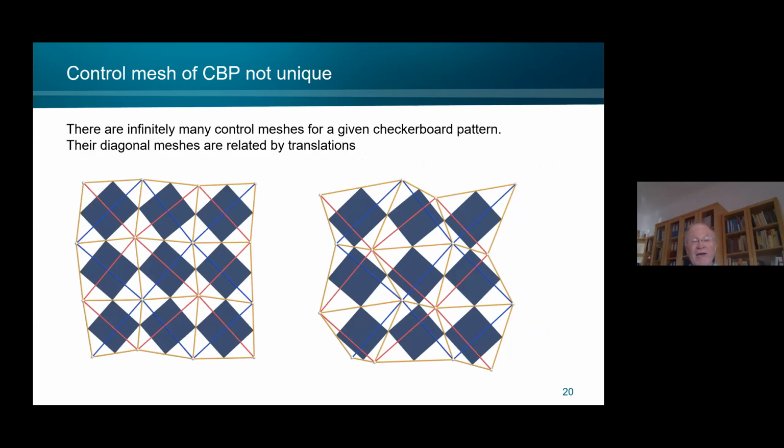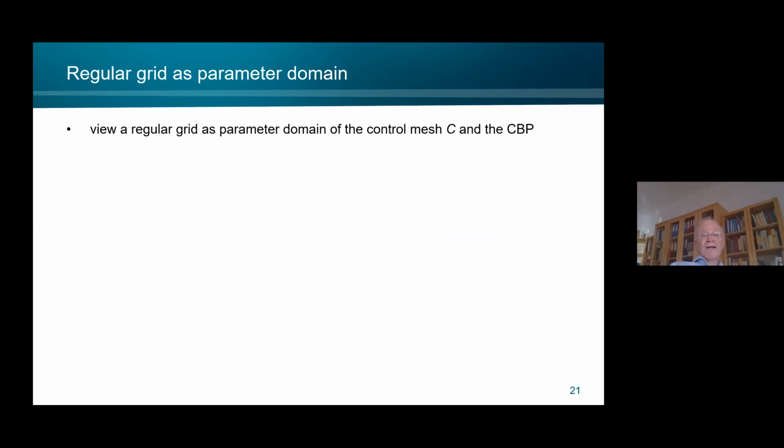As a remark, if you have a checkerboard pattern, then there are infinitely many control meshes. Not all of them are beautiful. So most of them are nasty. We are, of course, after the nice ones in general.